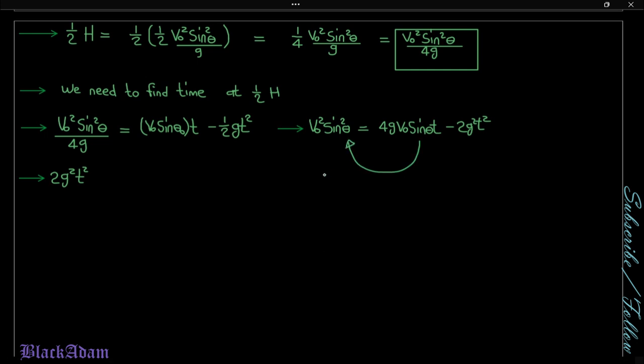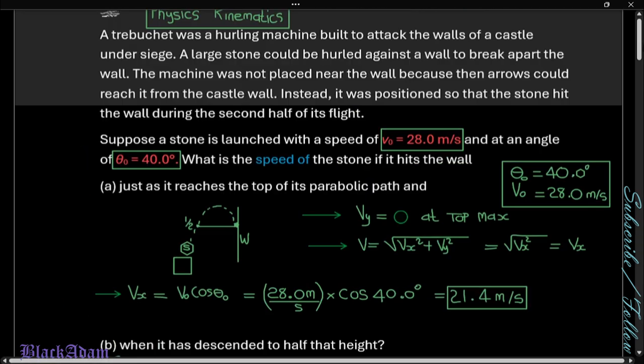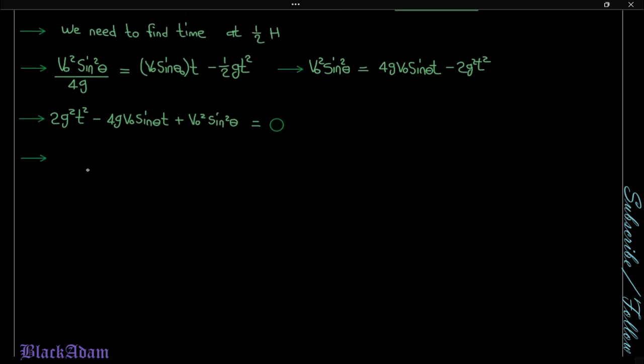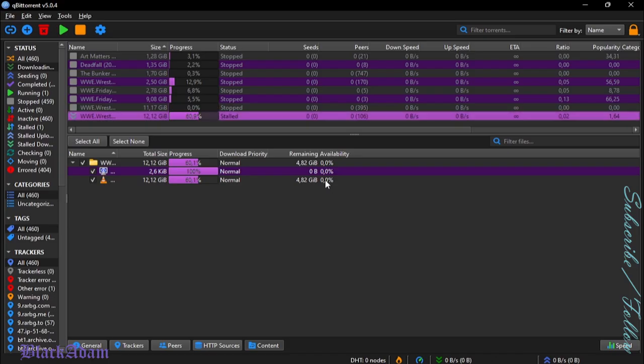To the left that becomes negative, so which is negative 4g v initial sine theta multiplied by t plus v initial squared sine squared theta. All that equals to 0 because we took everything from the right. So the right becomes 0, and now we need to solve for t. So that part is a, that is b and c. So we have to use quadratic. So using quadratic equations, we need to know the values of a, b and c as highlighted above.